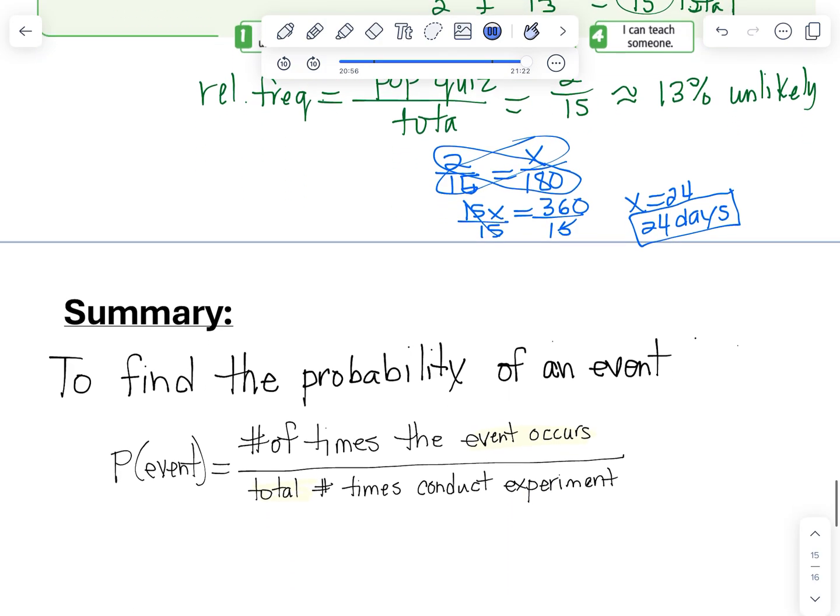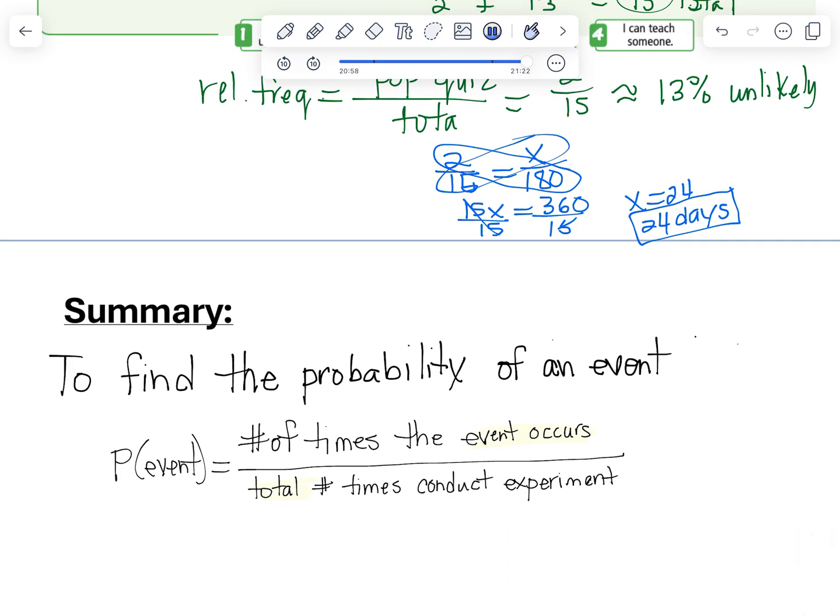All right, so the last thing we're going to do is finish up with the summary. To find the probability of an event, we'll write this: the probability of the event is the number of times the event occurs over the total number of times you conduct the experiment.